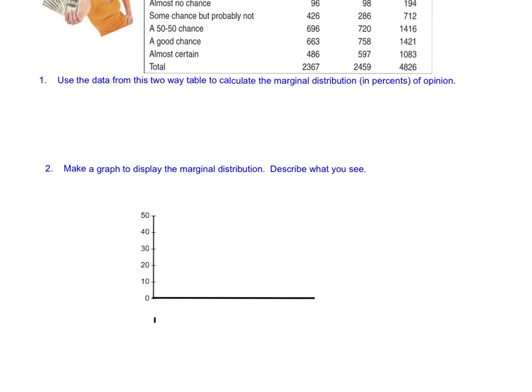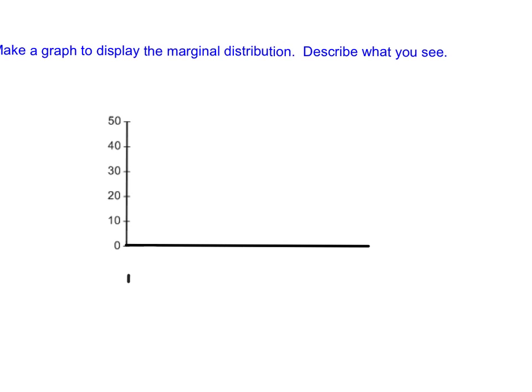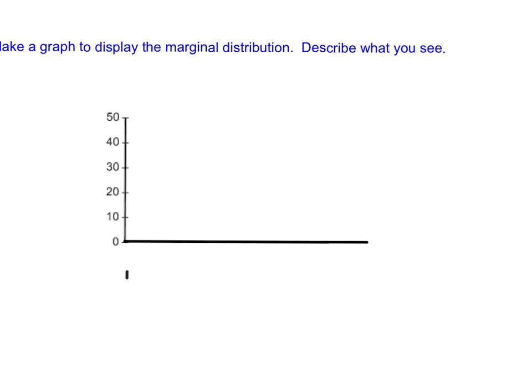But down here, for your graph, this was about student perceptions about becoming wealthy eventually. Almost no chance. I think they gave 5 categories. They could respond some chance, 50-50. Running out of room here.